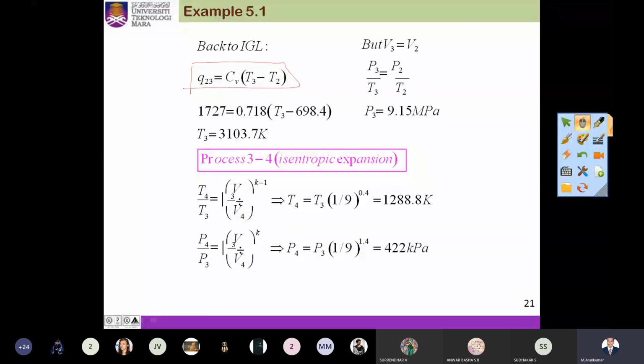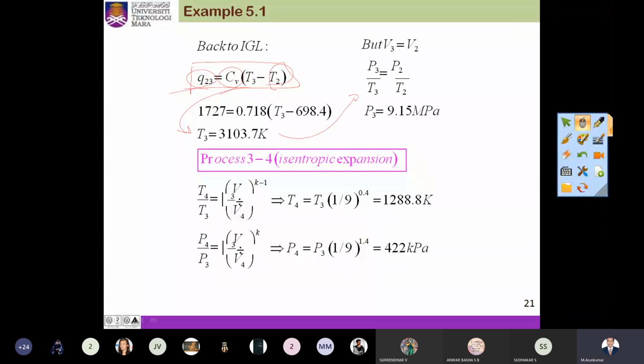This was small q equal to Cv into T3 minus T2. So you know small q value, and you know the Cv value, and you know the T2 value, and if you substitute, you can calculate the value for T3. Just check the values by the use of the calculators. So your T3 value will be 3103 Kelvin.